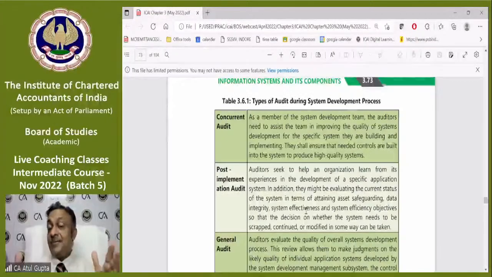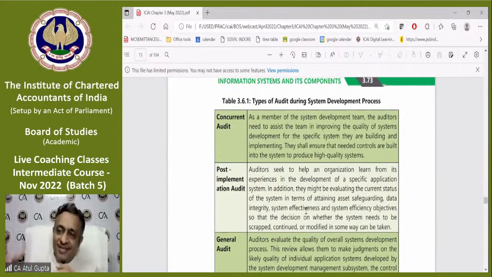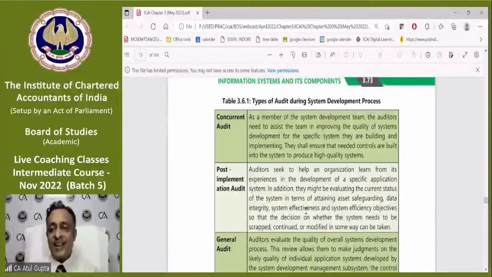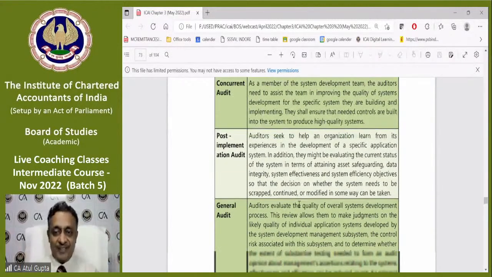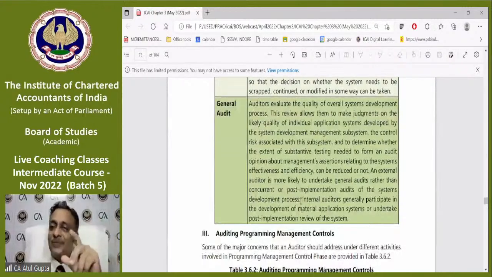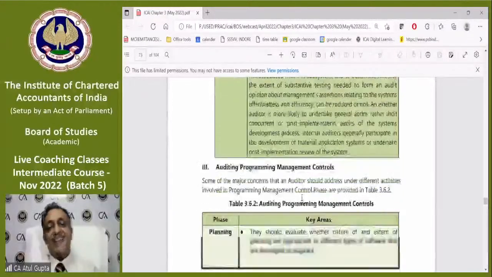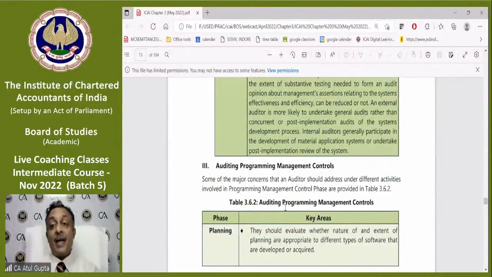This concurrent audit and post implementation audit are real revenue generators for chartered accountants. So try to put some figure: sir, I think this is what I can charge a client if I do this after becoming a CA. I'll say yes or no, not quote the figures. Next is auditing the program as a management control.